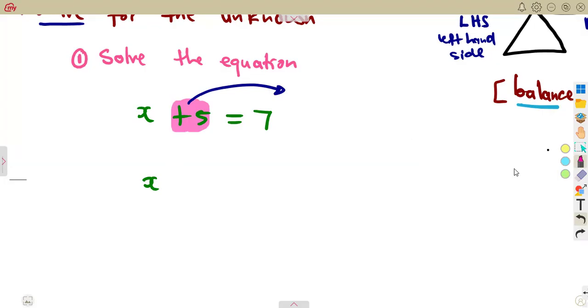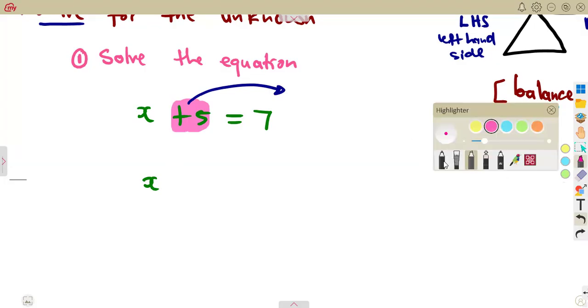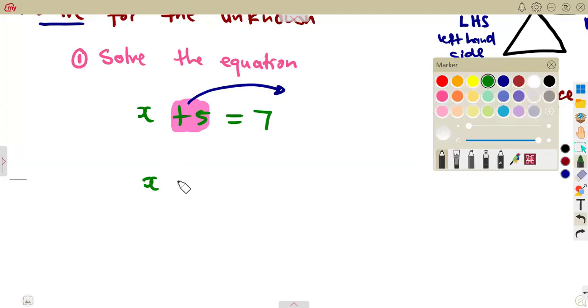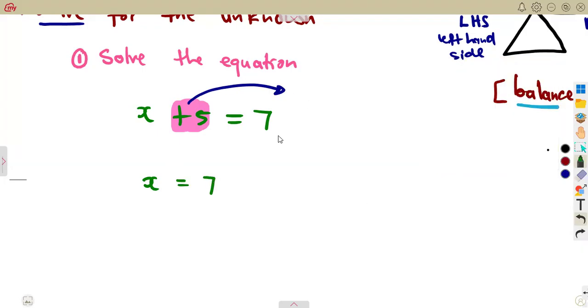This part has jumped to the other side, so it will change to be a minus there. So we are going to see this now as a minus. Already there was a 7. So you start with a 7, which is already on the right-hand side. Then the 5 changed its sign. So it's no longer plus, it is now a minus. So meaning to say x is equal to 7 minus 5, which is a 2.